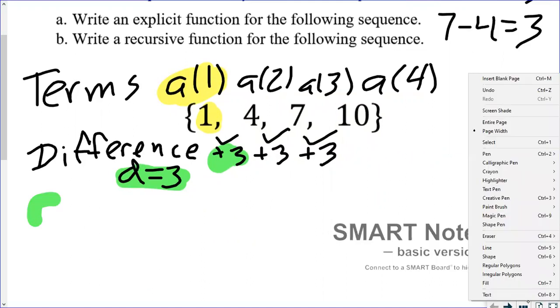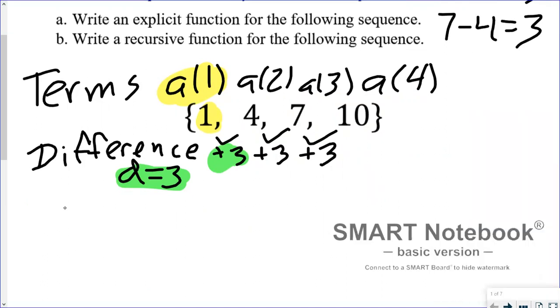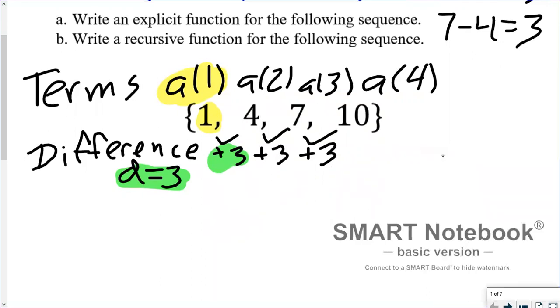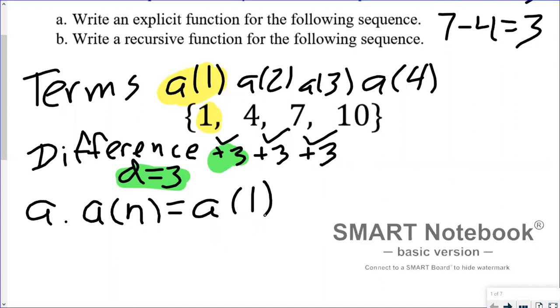Oops. Eraser, let's get that eraser. Okay, so for part A, it's asking for an explicit function. So it's always in the form a n equals a1 plus n minus 1 d.